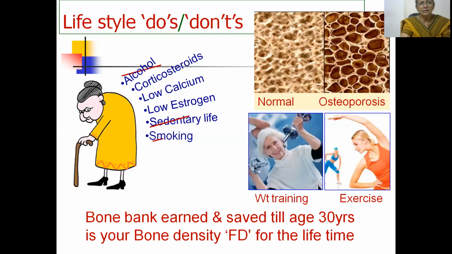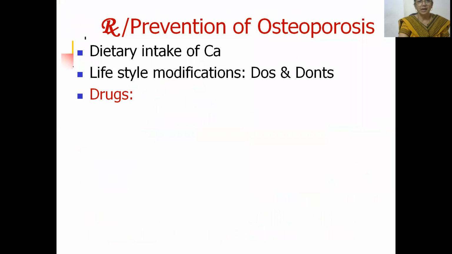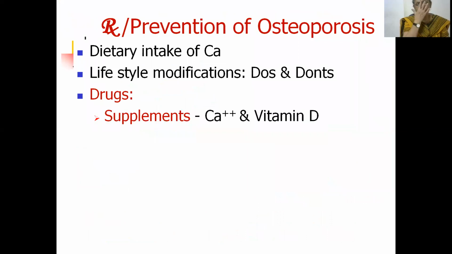Now let's see what are the drugs used. But again, to re-emphasize, avoid alcohol, avoid smoking, and avoid sedentary lifestyle. And you need to indulge not in just cardio exercises, but weight training. But that can be done even by using your own body weight. So for the prevention and treatment of osteoporosis, the first line drug would be calcium and vitamin D. And here we need to remember that both are given together. If you give calcium, to ensure absorption, you give vitamin D.